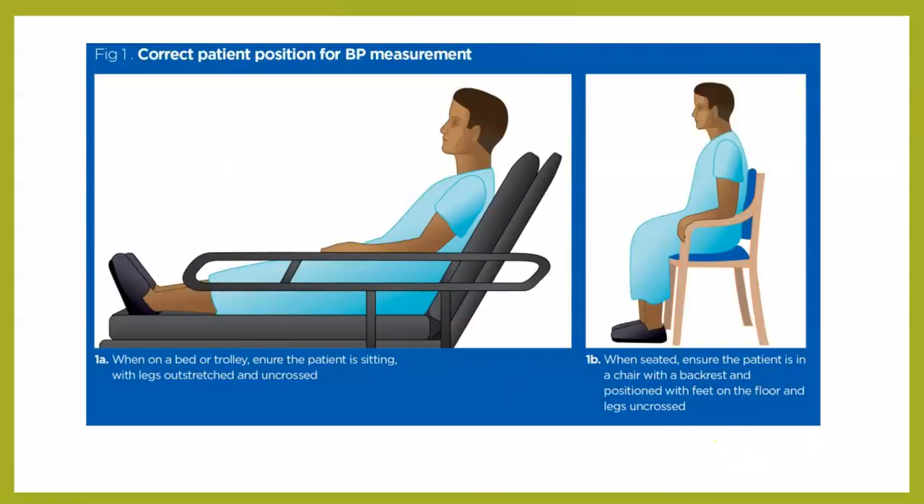Okay, and again, this just shows the proper positioning of someone whose blood pressure you're getting. So if they're in the bed, you've got them set up, legs uncrossed, arm at the level of the heart. And then if they're seated, you want to make sure they have a back rest and that their legs are uncrossed and feet are flat on the floor.